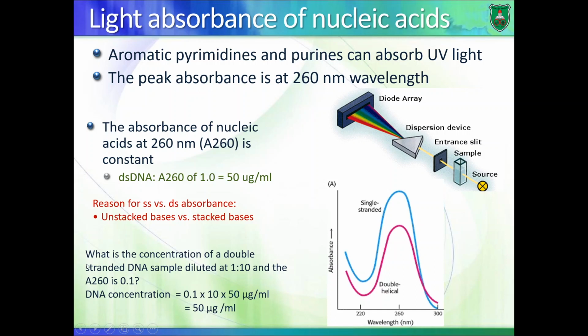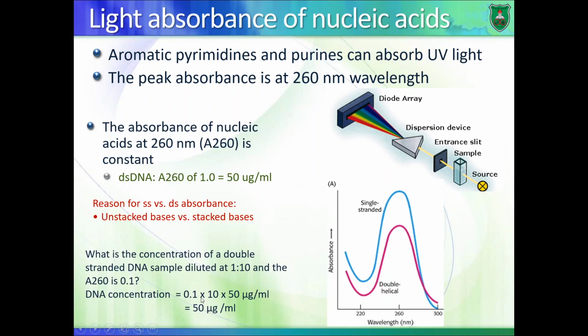So if the diluted sample absorbs 0.1 units of light, the question is, what is the concentration of the DNA sample, that is the one that is not diluted? Okay, so the idea here is that if I know that 1 unit of light is absorbed by 50 micrograms per mil, so this is how we do it.